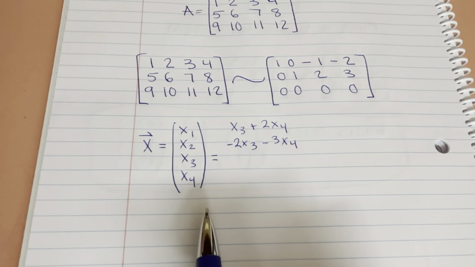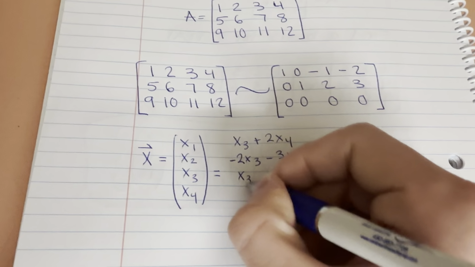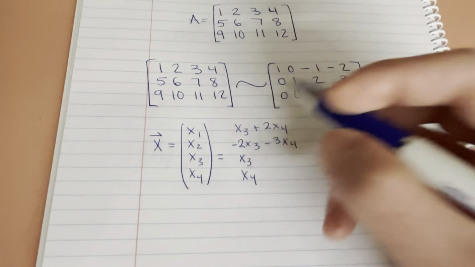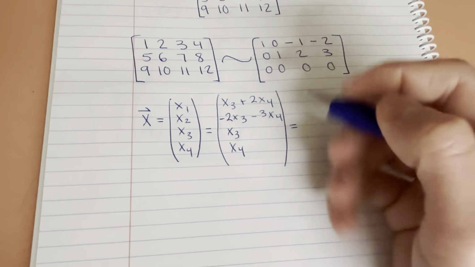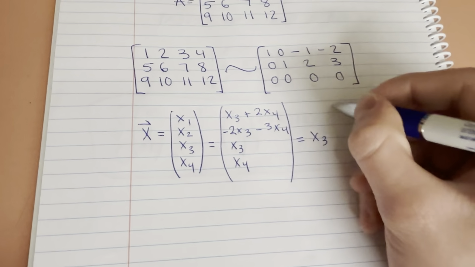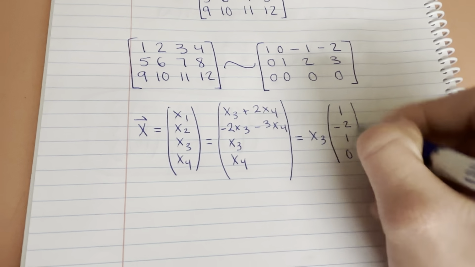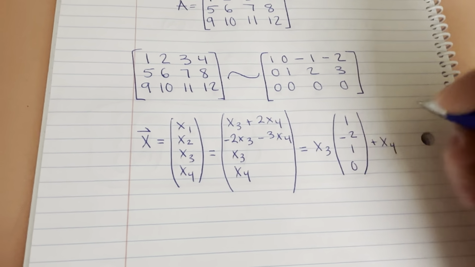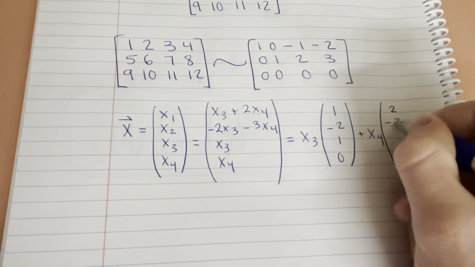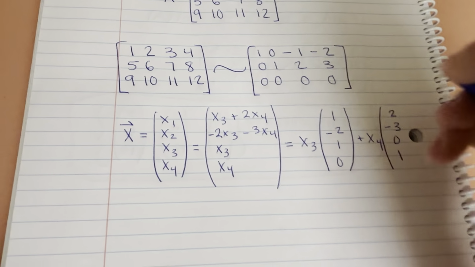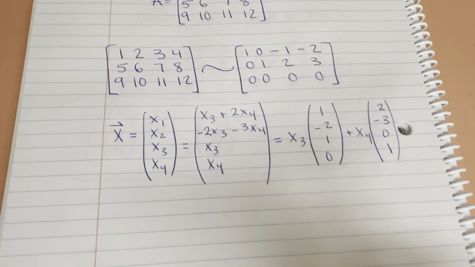And then x3 and x4 are free variables, so they can be whatever we want. We just label them x3, x4. Then we want to factor out the x3s and x4s. So x3 times 1, -2, 1, 0, plus x4 times 2, -3, 0, 1. Okay, so this would be the parametric solution.